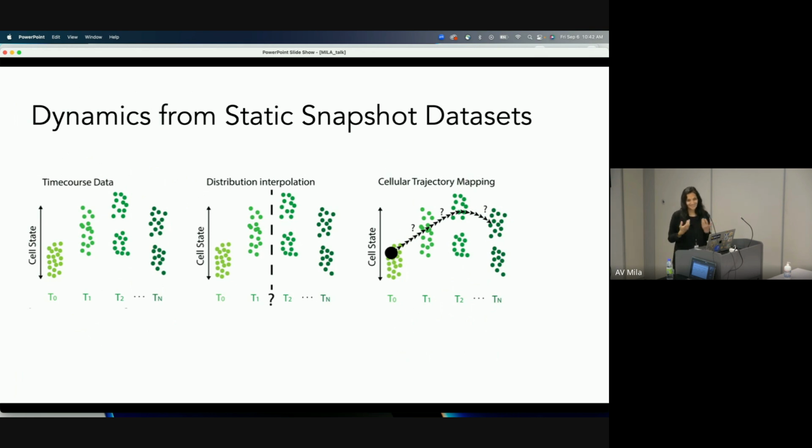And Alex is nodding because I think I've given him many of these data sets and told him to make sense of it. So these can be spaced out far apart.